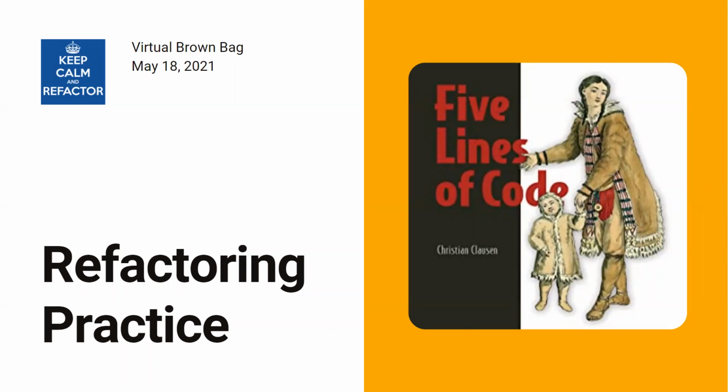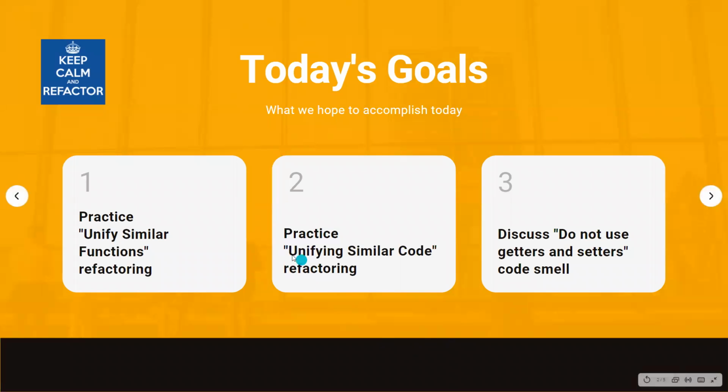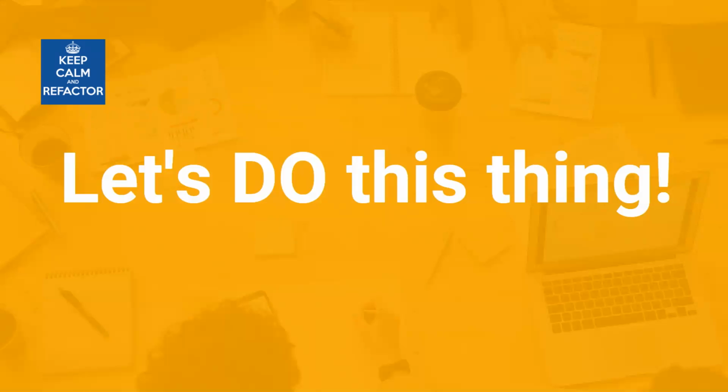Today we're going to look into a Unify Similar Functions refactoring and practice a Unifying Similar Code refactoring. They're very similar refactorings. And if we have a little extra time, we might discuss the idea of not using getters and setters. Those tend to be a code smell. We'll talk about why that is. All right, that being said, let's do this thing.